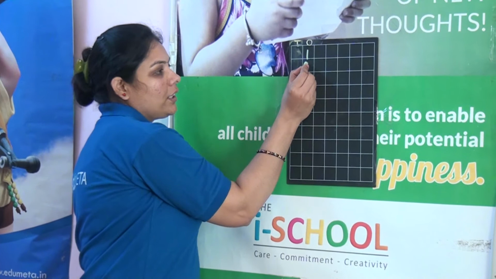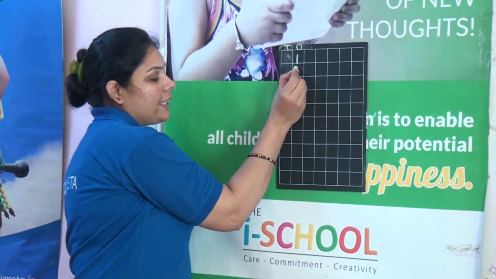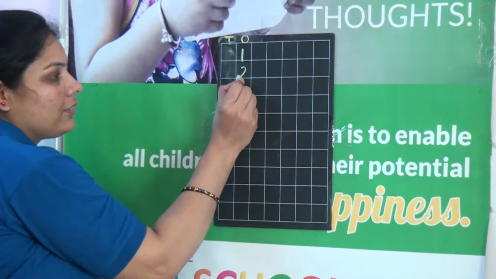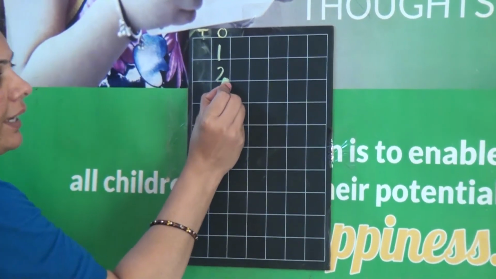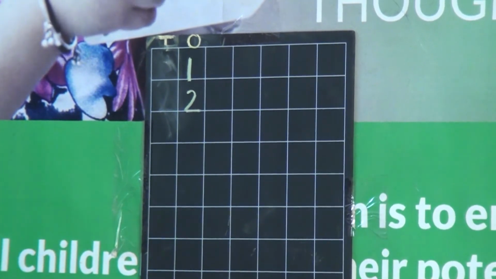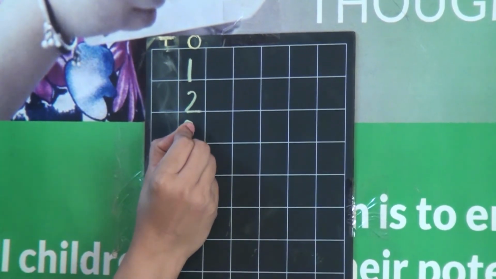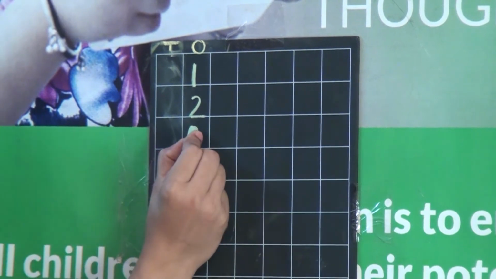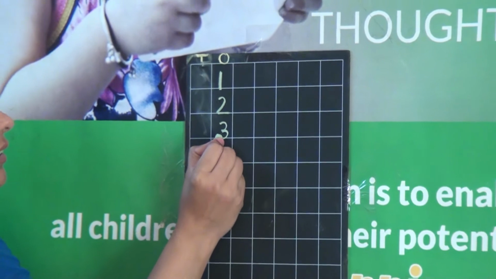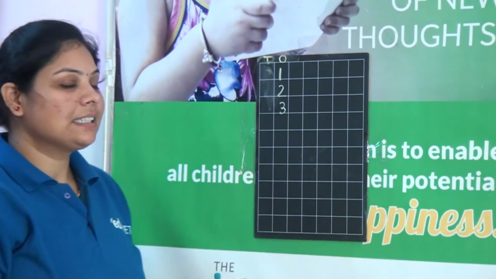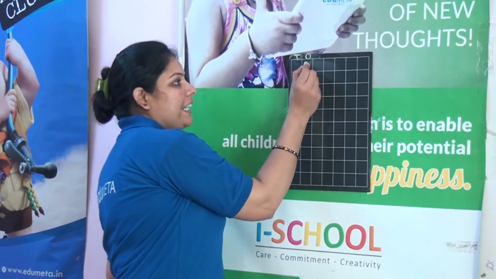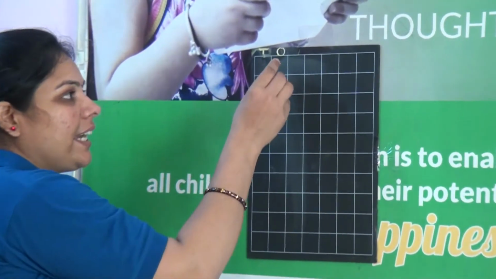Now next number is 2. So dot the center and curve and then sleeping line. This number is 2. Now next number is 3. Dot the center and curve and another curve. This number is 3.